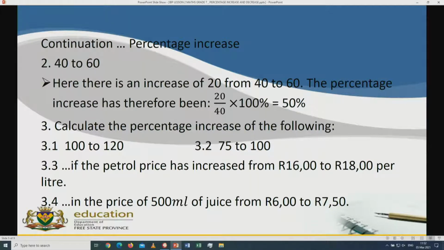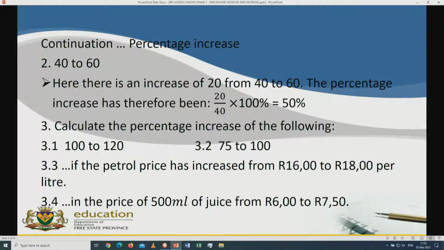The next question reads as follows. Now, these are the type of questions that we normally come across when we are writing our common tests. And therefore, we are also encouraging this type of questions in our daily classroom activities. It reads as follows. Calculate the percentage increase if the petrol price has increased from 16 Rand to 18 Rand per liter.